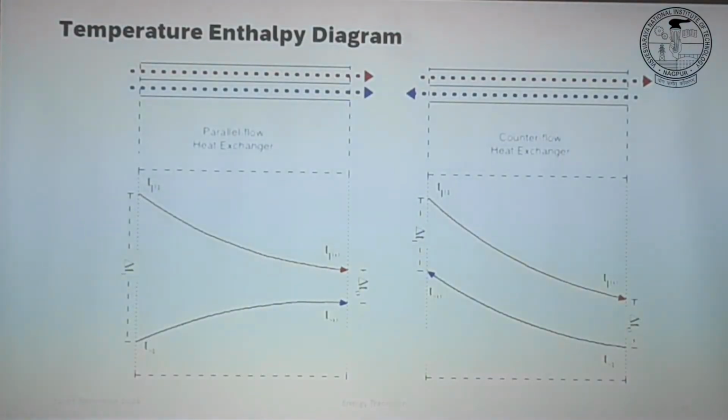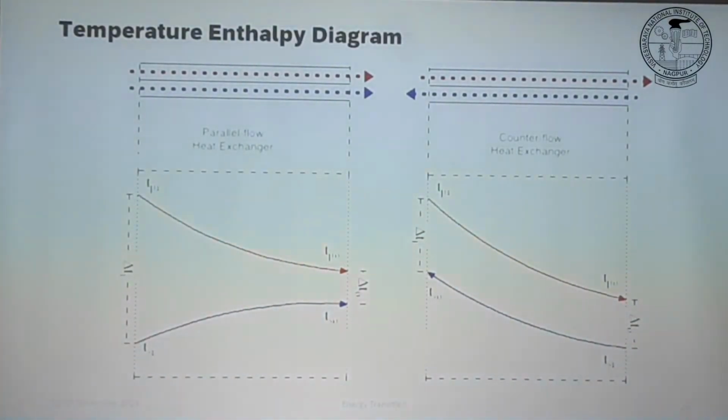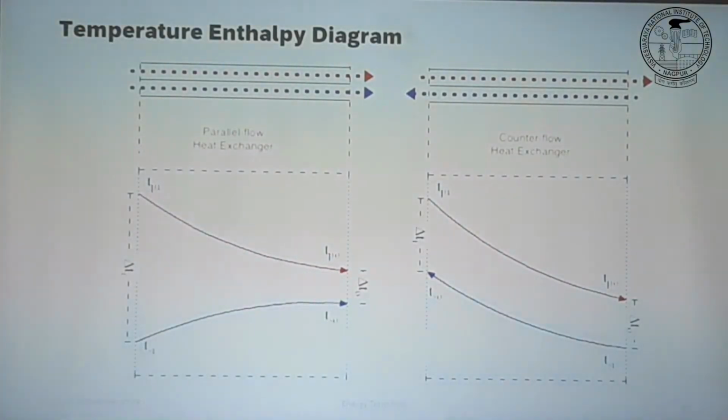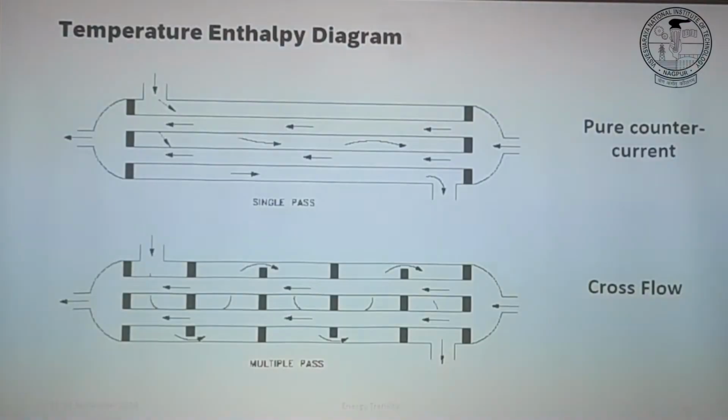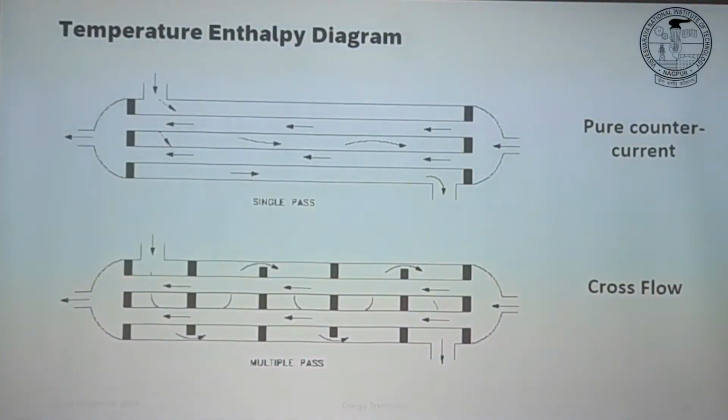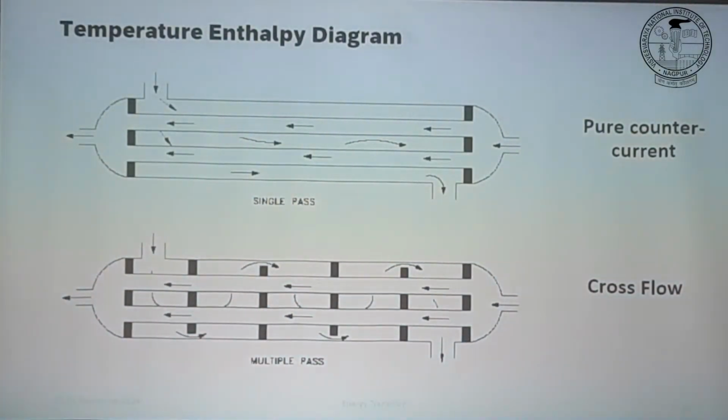So once again, capex and opex, what we always talk about. You increase from one pass to two pass, you increase LMTD, you reduce the area of the exchanger, which means you reduce your capex. But on the other side, you increase your pumping cost or your pressure drop on the side. So you have to find a balance. It will lead to less residence time.